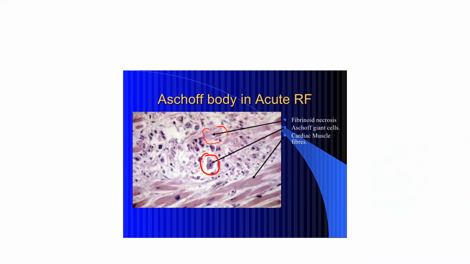Eventually, when these Aschoff bodies heal, they will leave behind a spindle-shaped or triangular scar. So this is the change which you can see in the myocardium. In the myocardium, you can find these Aschoff bodies in acute rheumatic fever. And how will the patient present to you?